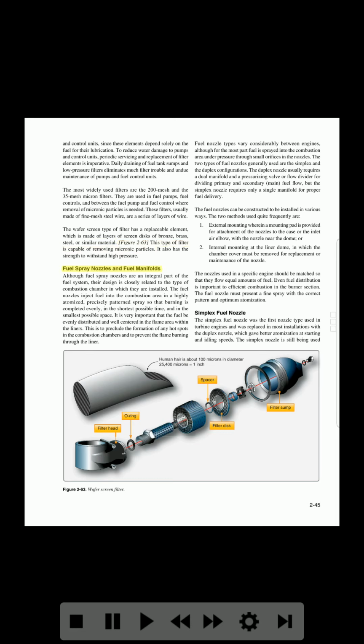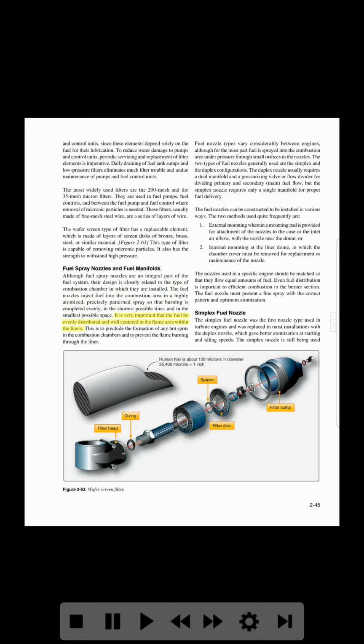Fuel spray nozzles and fuel manifolds. Although fuel spray nozzles are an integral part of the fuel system, their design is closely related to the type of combustion chamber in which they are installed. The fuel nozzles inject fuel into the combustion area in a highly atomized, precisely patterned spray so that burning is completed evenly, in the shortest possible time, and in the smallest possible space.